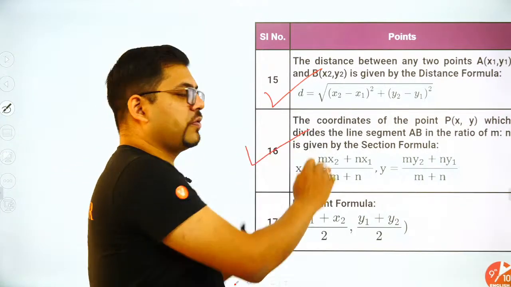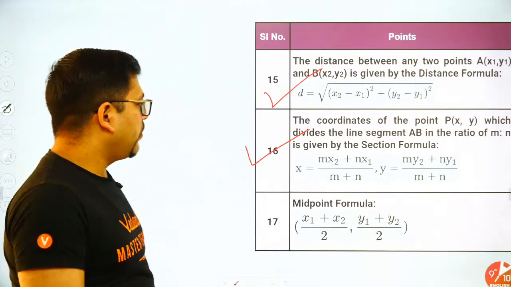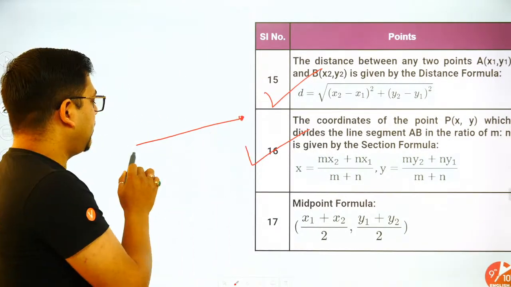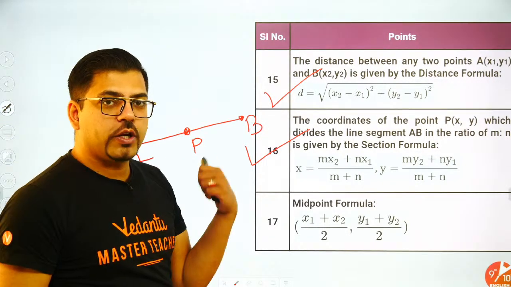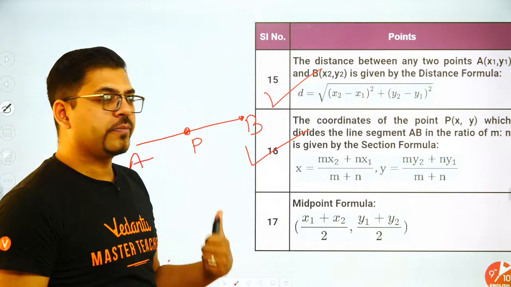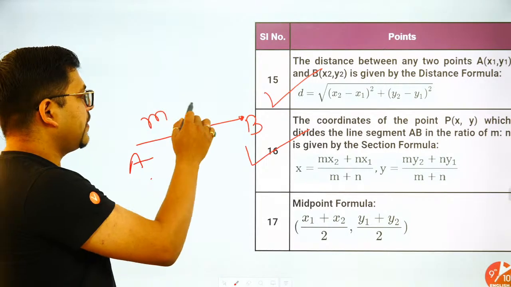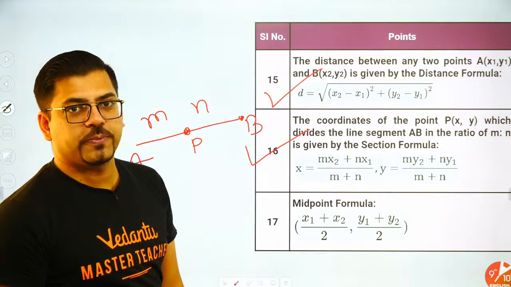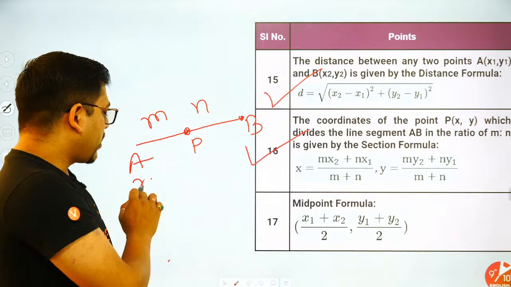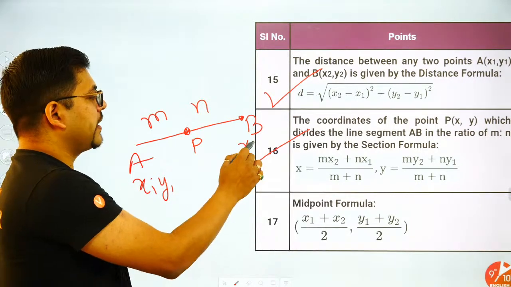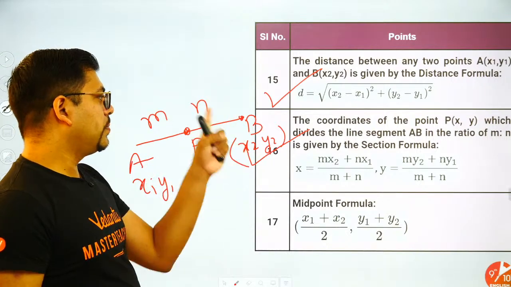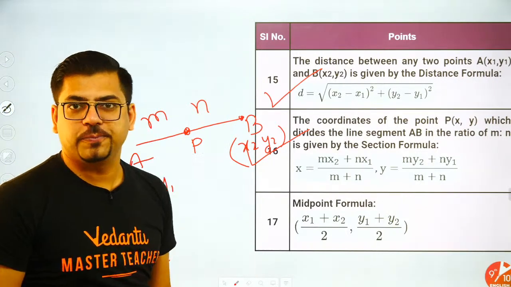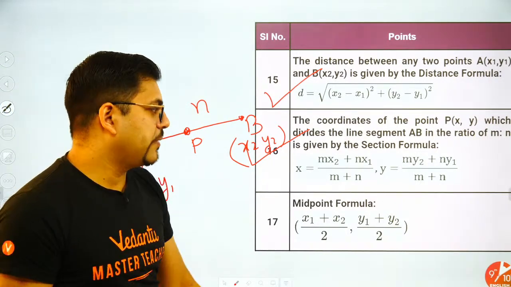Second is the section formula. Means if you have a line AB, and this line is being divided by some point P, how can you find the coordinates of P if AB is given and it is given that it is being divided in the ratio m:n? So A coordinate is (x1, y1), B coordinate is (x2, y2), and then you have to apply this formula. (mx2 + nx1) divided by (m + n). That's for x and same for y.